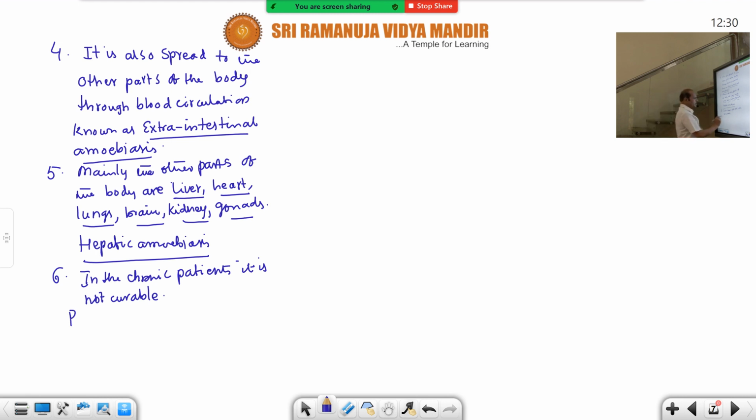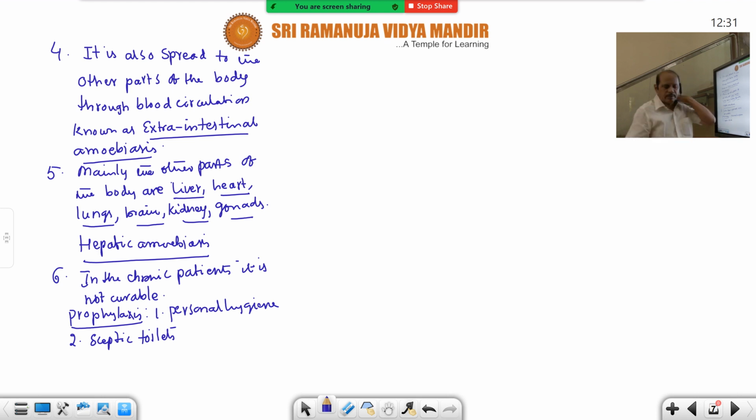And prophylaxis means control. There are drugs, but this is most important. First control is personal hygiene. You must maintain personal hygiene. And septic toilets must be used. The last small paragraph below the life cycle diagram is given. Septic toilets must be used, not open toilets. Don't go to open toilets. Personal hygiene is required. Septic toilets are required.